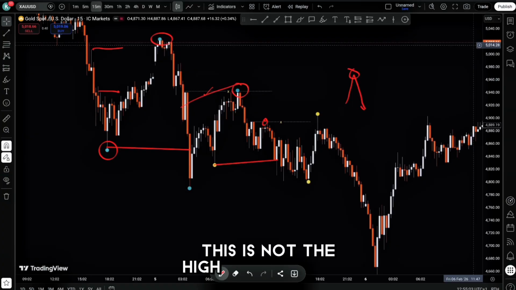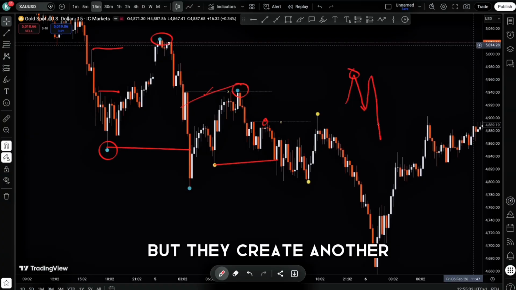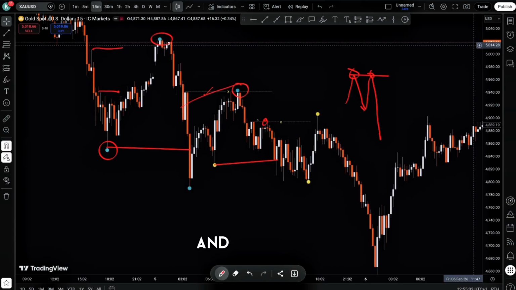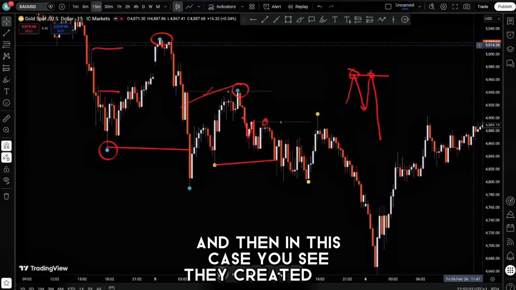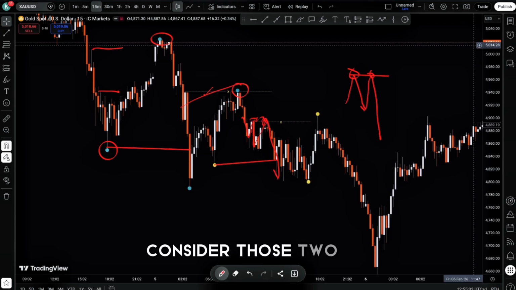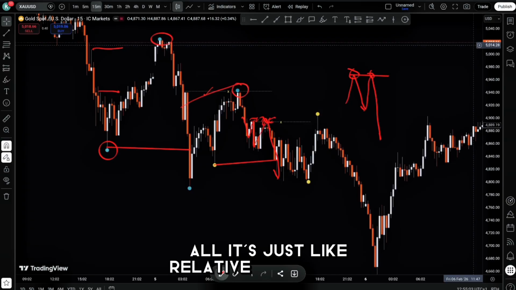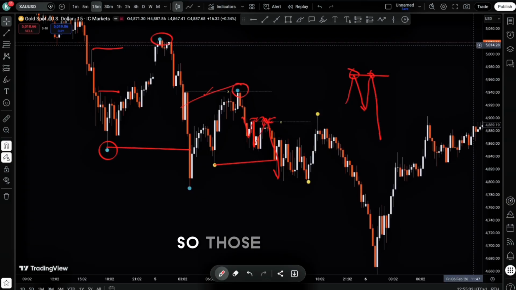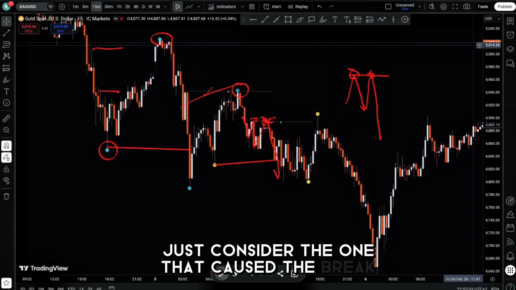Sometimes too, they do that, they create the high. This is not the high that broke it, but they create another high that matches the high that broke it. And then in this case, you see, they created this, create another one before they break. Consider those two highs. It's very important. It's just like relative equal highs. So those two highs all will be taken out, but most importantly, just consider the one that caused the break.